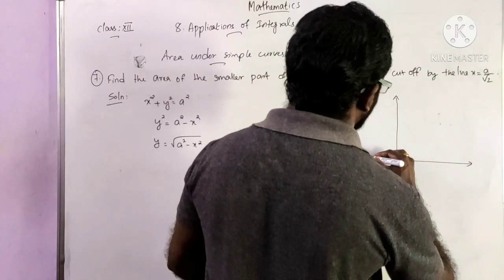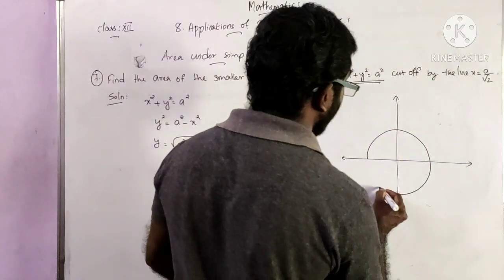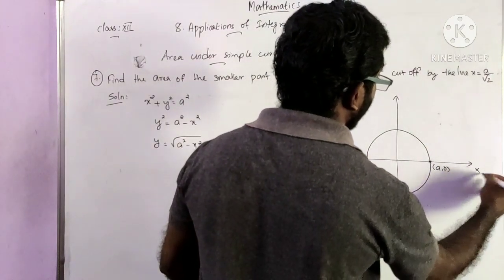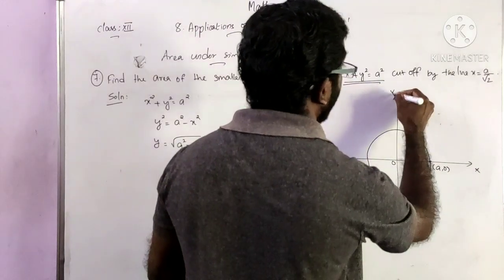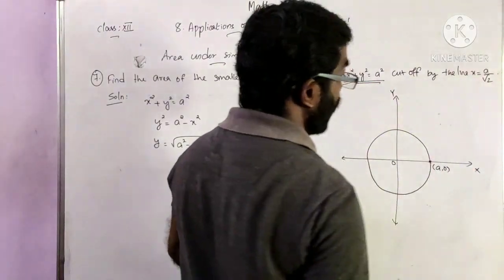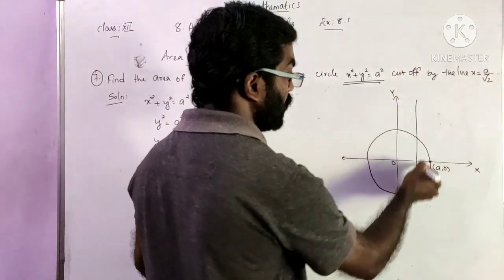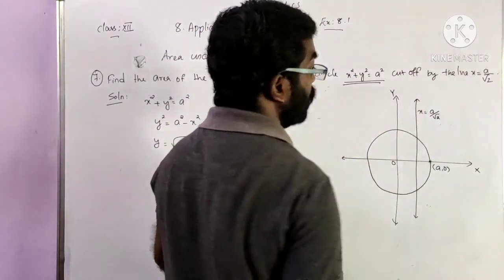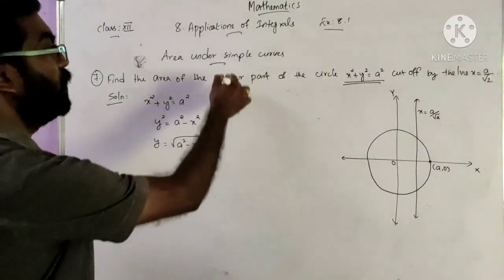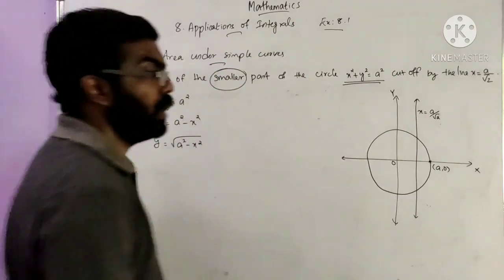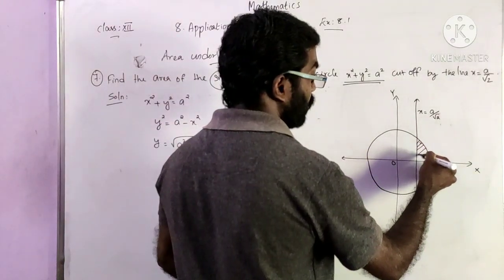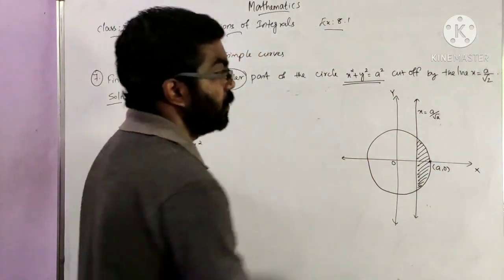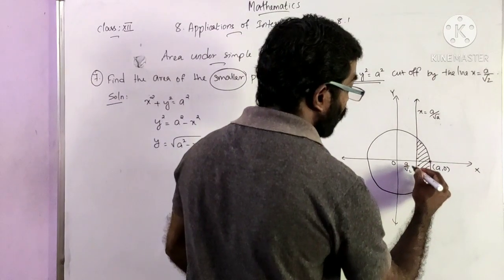First we can draw a circle with the center origin and radius a units. So here it is (a, 0). Cut off by the line x = a/√2, so we can draw a line like this, x = a/√2. We have to find the area of the smaller part. That means this area. This point is (a/√2, 0).